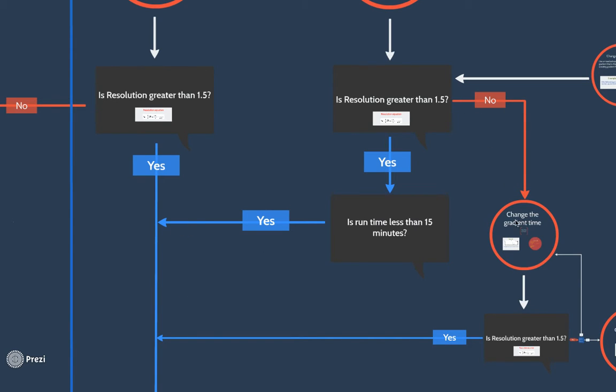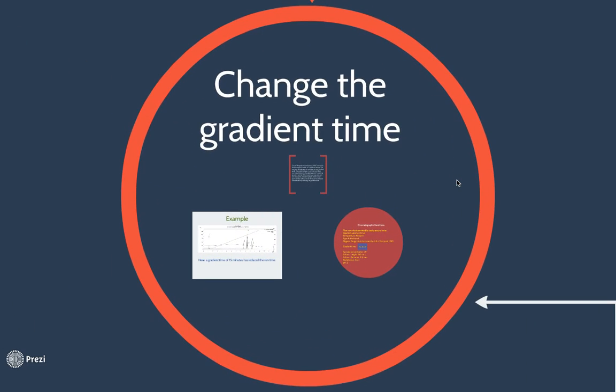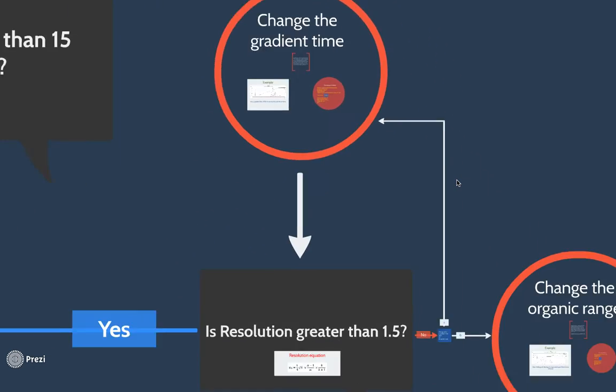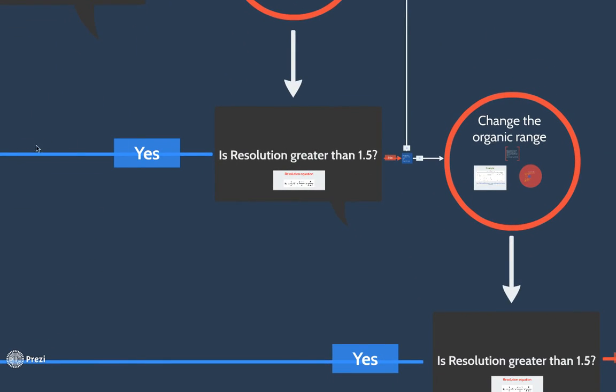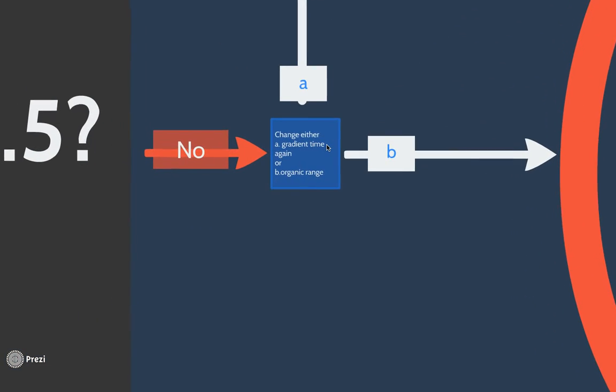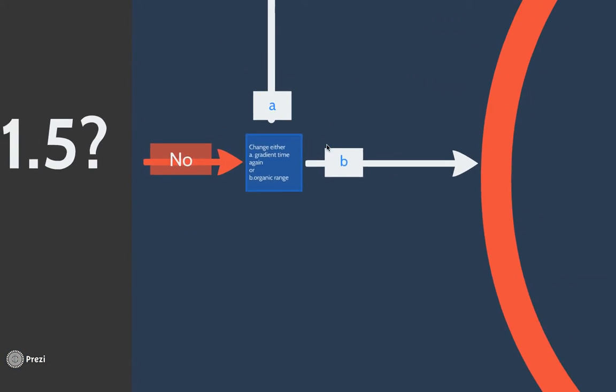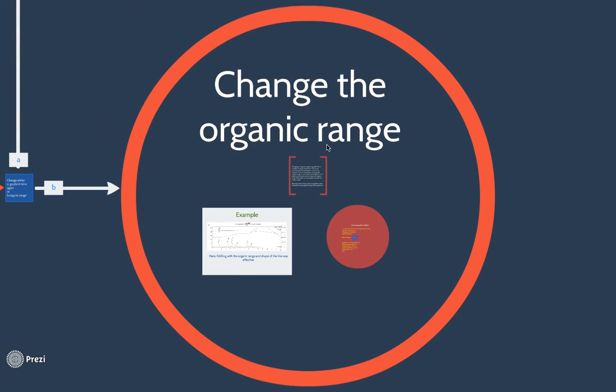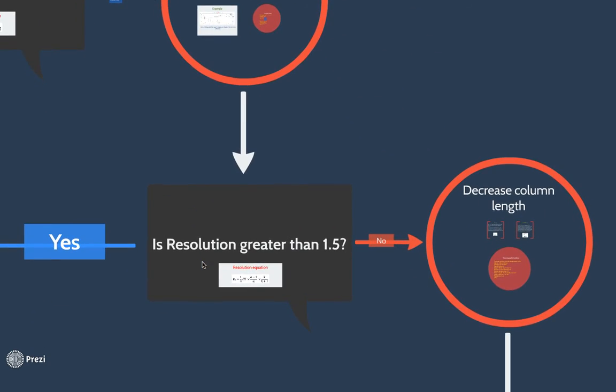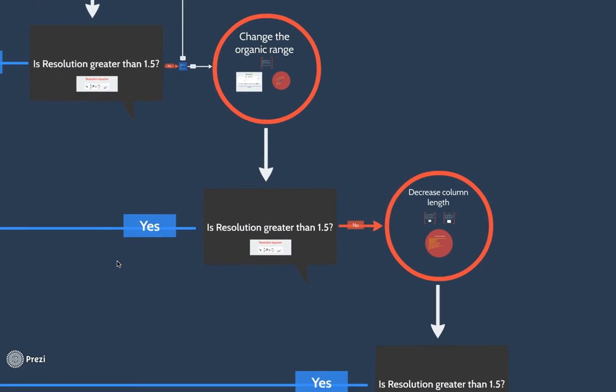But if it's not, then maybe we change the gradient time. And hopefully this will change the slope of the curve and hopefully achieve our goal. So we ask ourselves, if yes, we end up at the goal. If it's not, we can tinker with the gradient time again and hopefully achieve our target, or we end up at changing the organic range. And we can do that by changing it. We can have it like a few steps if we want to, and really tinker with that, just play around with it and hopefully achieve our goal. So if we do, we're back at the smiley face.